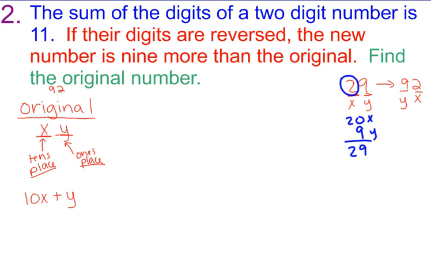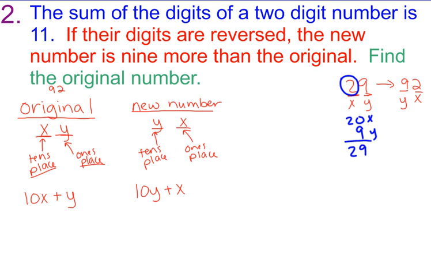So now I'm going to write my new number, the one when I flip it. That's what I'm looking at next. I'd have to flip it, so in these spots I'd have a y and then an x. So now my y happens to be in my tens place, and my x happens to be in my ones place. Think of how I did that before. This would be written as 10y plus x. And that's what happens when I'm flipping that number.